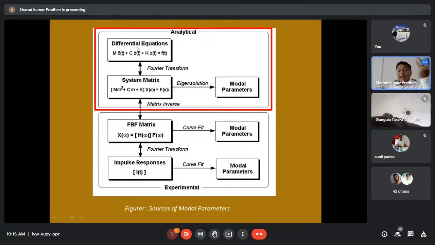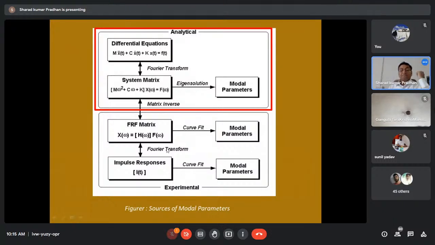That is one path. Another path is that through Fourier transform we can convert it into a system matrix, and with eigenvalue problems and a solution approach we can convert it into modal parameters. And modal parameters means natural frequency, mode shapes, and damping factors. So we are getting those things. This is called the analytical way of doing modal analysis.